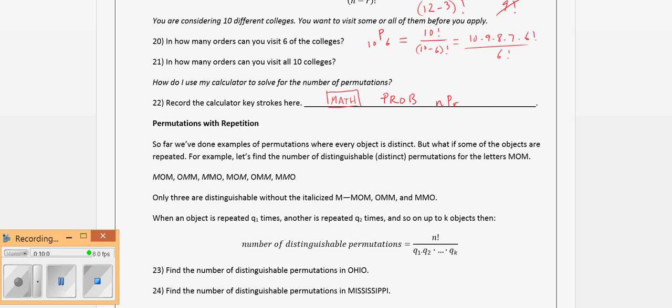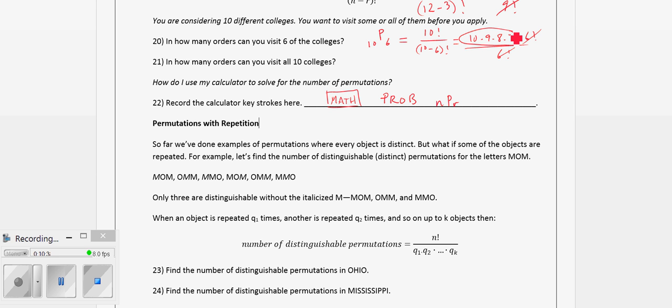All right, let's take a look at an example. You want to visit 10 different colleges, and how many orders can you visit 6 of the colleges? Well, that's the permutation of 10 things taken 6 at a time. So 10 goes in the spot for n here on the top and on the bottom, and 6 goes in the place of r. So that gives us 10 times 9 times 8 times 7 times 6 factorial on the top and 6 factorial on the bottom. You cancel those out, and you're left with just these, which you can multiply out to get how many different orders you could visit those 6 colleges.